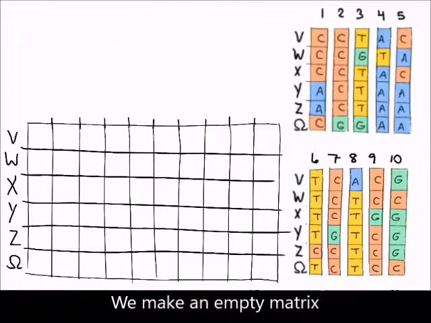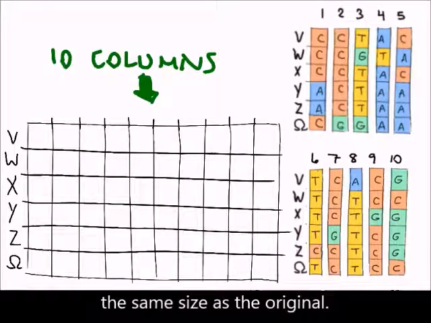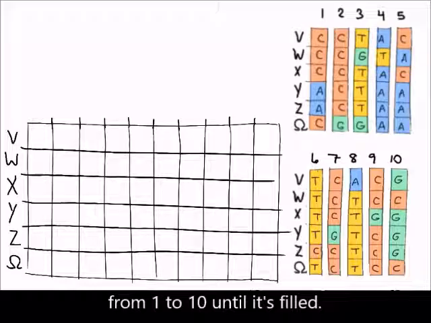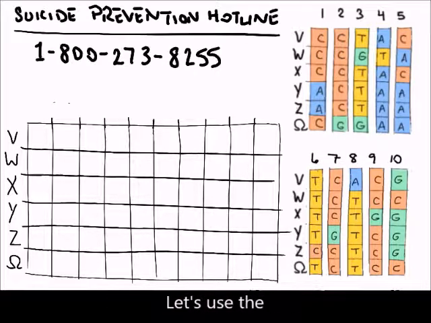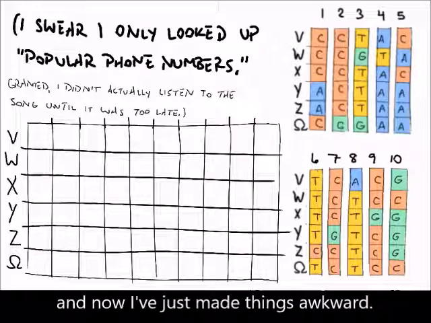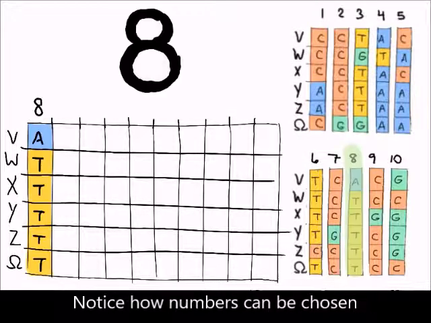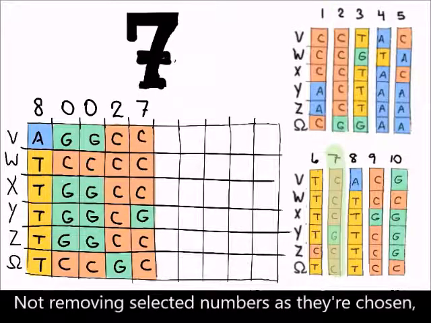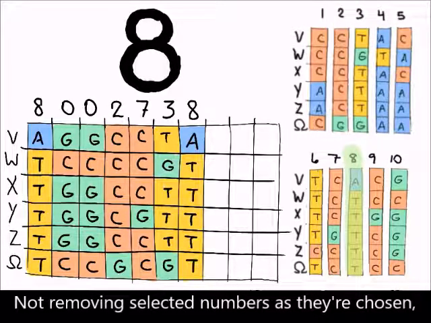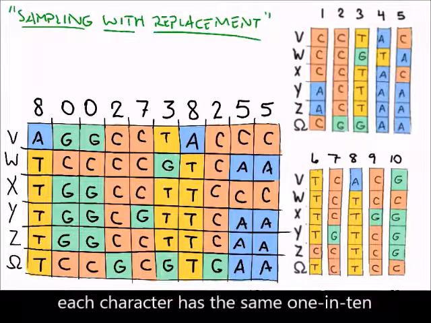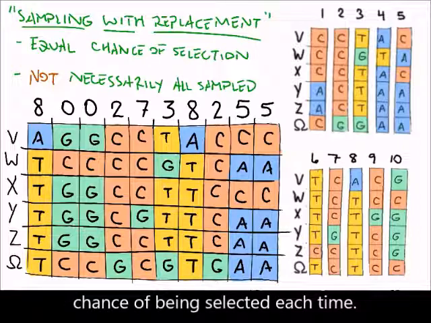We make an empty matrix the same size as the original. And now we simply choose randomly from 1 to 10 until it's filled. Let's use the suicide prevention hotline. And I've just made things awkward. Notice how numbers can be chosen multiple times, or not at all. Not removing selected numbers as they're chosen, or sampling with replacement, ensures that each character has the same 1 in 10 chance of being selected each time.